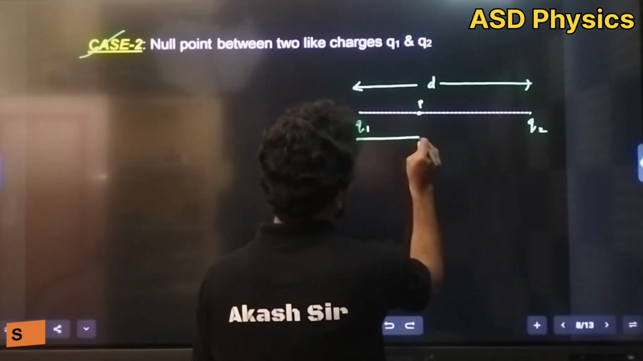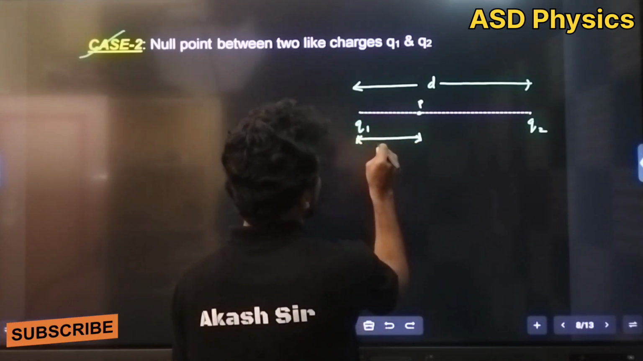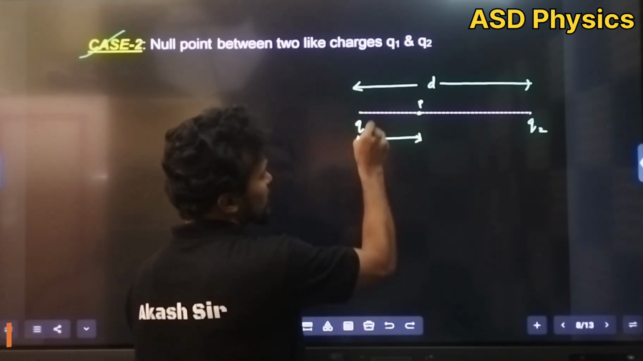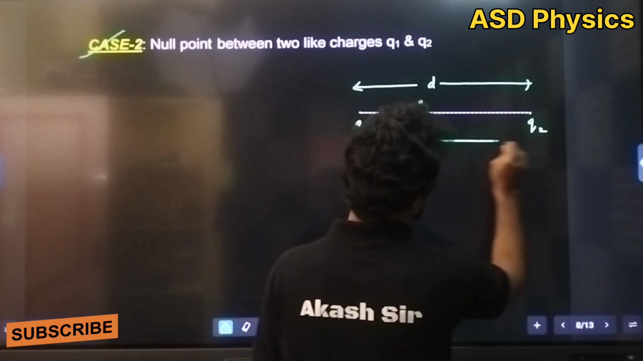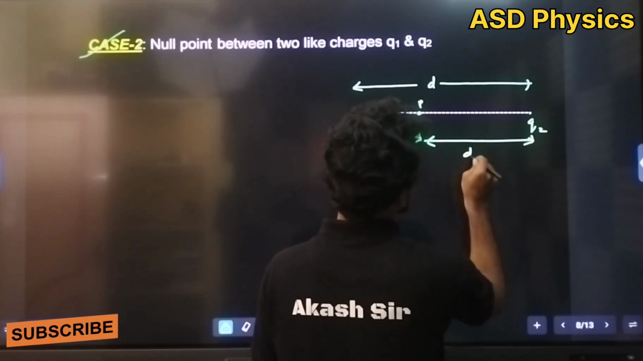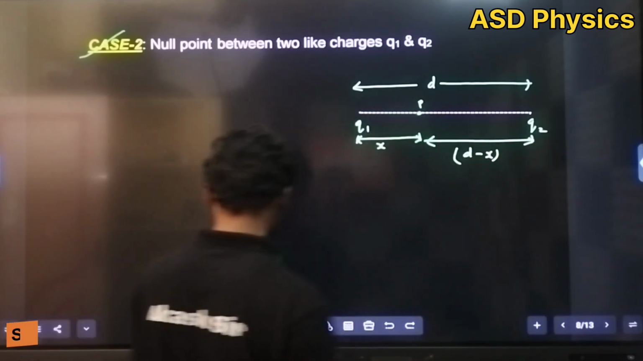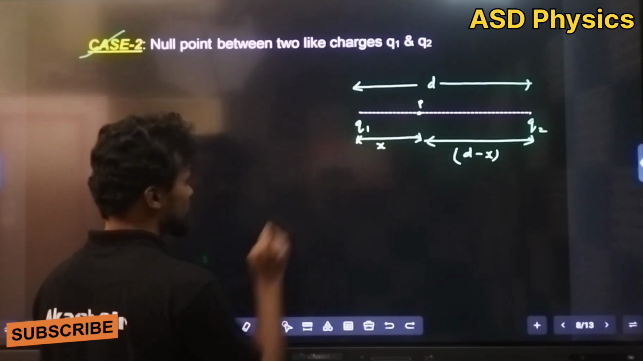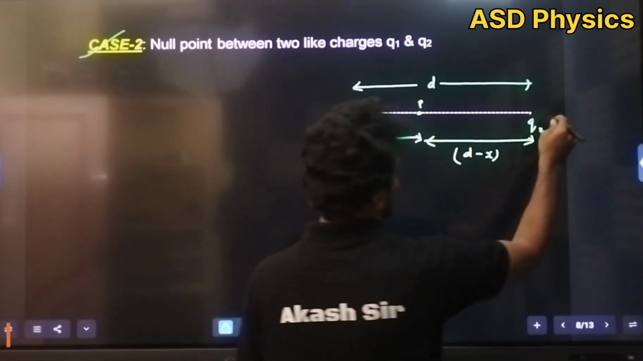So let's take the null point from the charge Q1 at distance X. Remember that this one is always the smaller charge. And this distance here is D minus X. Can you tell the direction of the electric field here? Let's call this charge 1 and this charge 2.